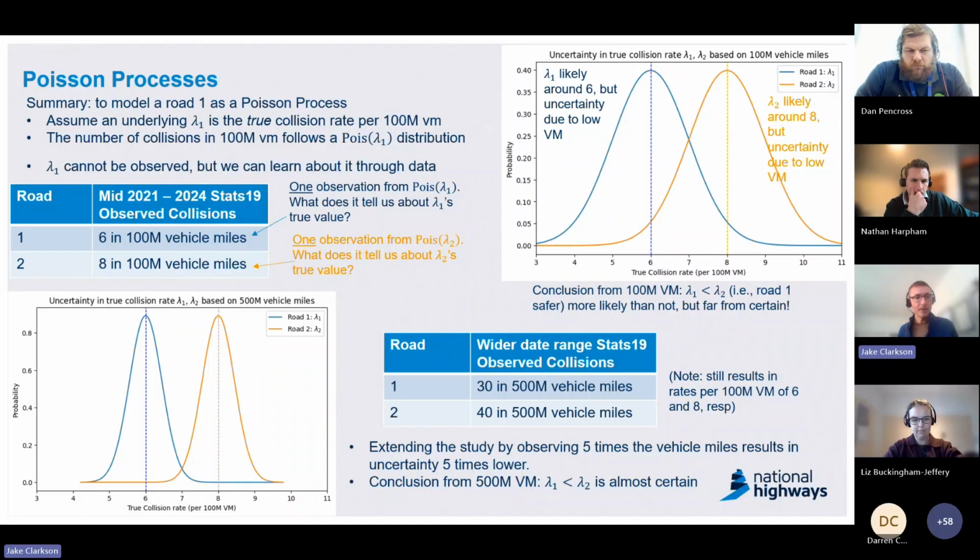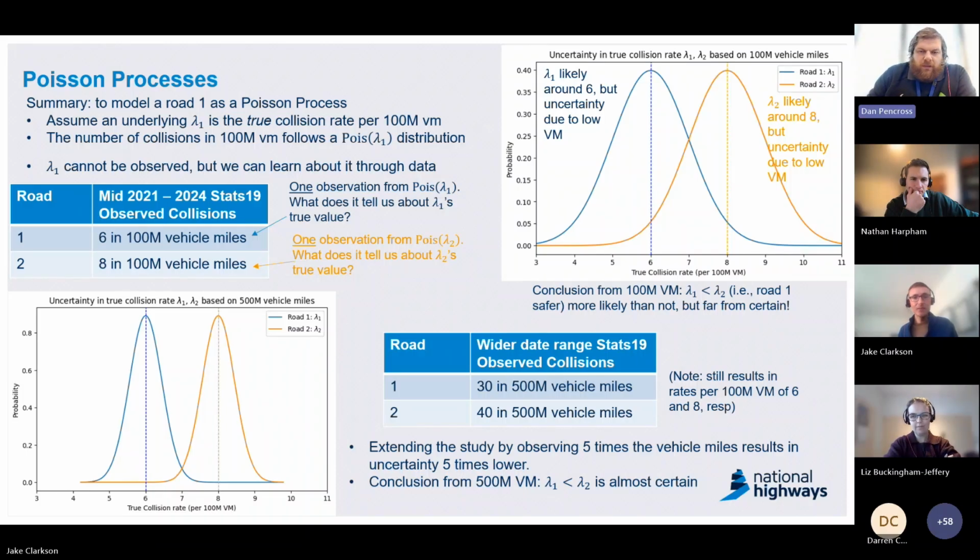So the distributions for lambda 1 and lambda 2 are a lot more pointy. And if we keep lambda 1 and lambda 2 as the rate per 100 million vehicle miles, we're now very confident that lambda 1 is between 5 and 7, and that lambda 2 is between 7 and 9. So lambda 1 being smaller than lambda 2 is almost guaranteed. So we can say that road 1 is safer than road 2 with a lot more confidence, although not quite 100%. So now I'll hand over to Dan, who's going to talk about formalizing this testing process and also an extension to casualties.